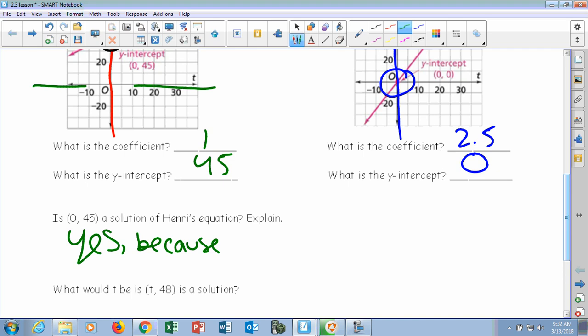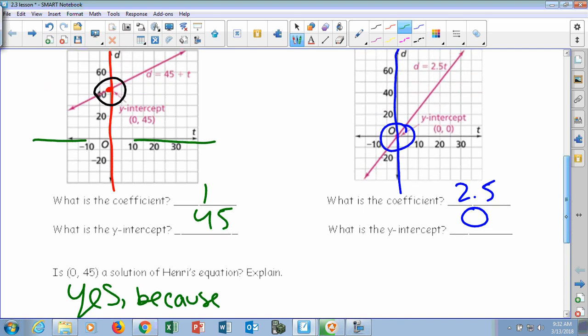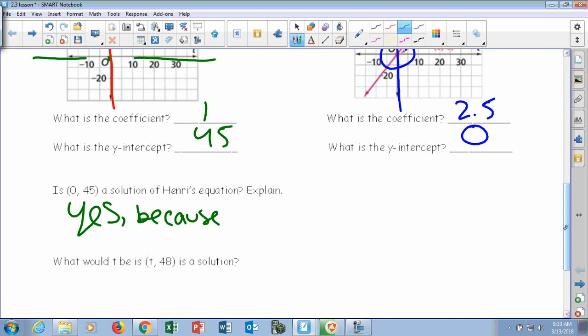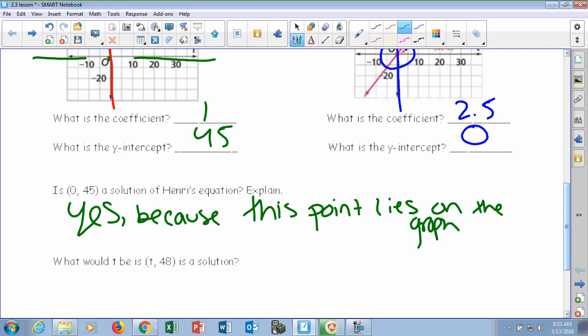Okay, so let's look at it on the graph. They told us that our x is 0, right? So let's look at where that point lies on the graph, and let's see if it's true. Okay, so here's 0, and then they said my y is 45, so I'm going to go up 45. Okay, well, I'm right there. Does that point lie on the graph? Yes, it does. And all we can say is yes, because this point lies on the graph. There's really nothing else to it besides we looked at the graph, and yes, that point goes across our linear line.